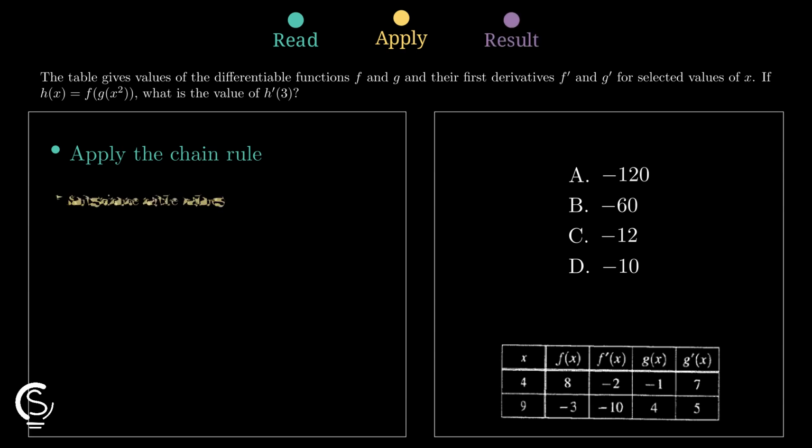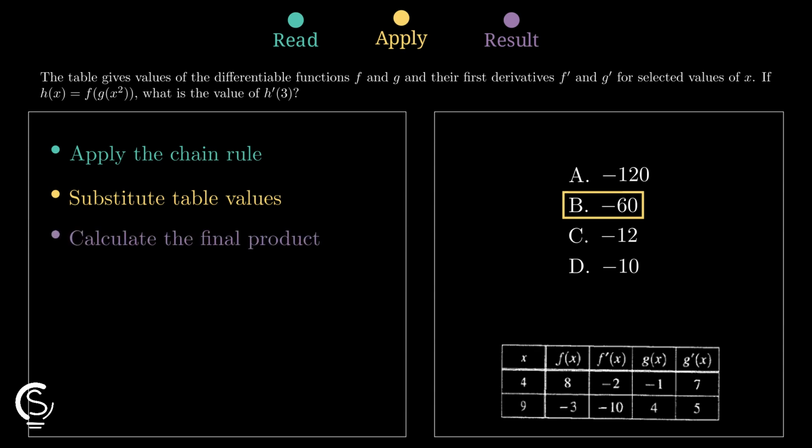Finally, we multiply -5 by 2 and then by 6. This calculation gives us -60. Option B is the final answer.